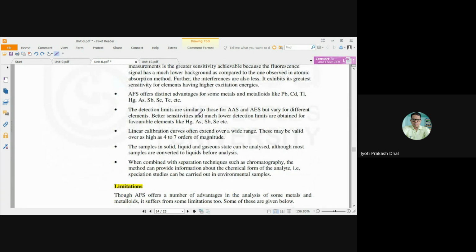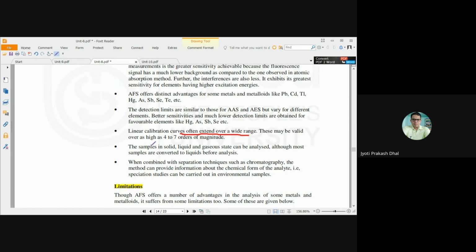AFS offers direct advantages for some metals and metalloids like lead, cadmium, thallium, mercury, arsenic, antimony, selenium, tellurium, etc. The detection limits are similar to those of AAS and AES but vary for the different elements. Better sensitivity and much lower detection limits are obtained for favorable elements like mercury, arsenic, antimony, selenium, etc. The linear curve often extends over a wide range. This may be valid over as high as 4 to 7 orders of magnitude.